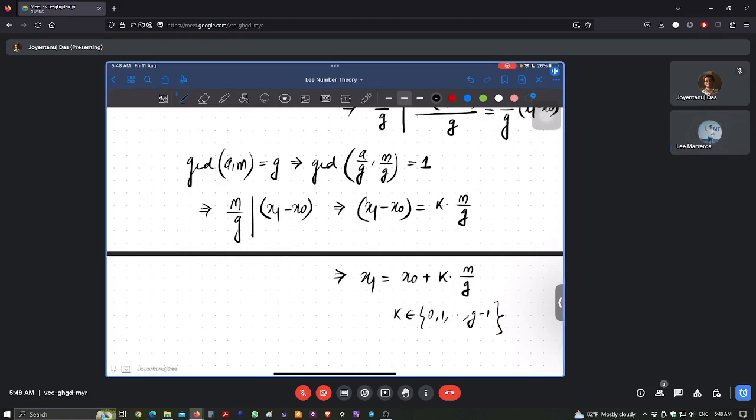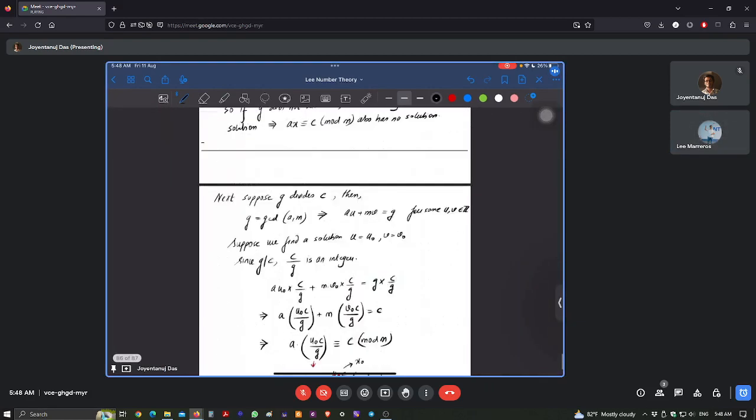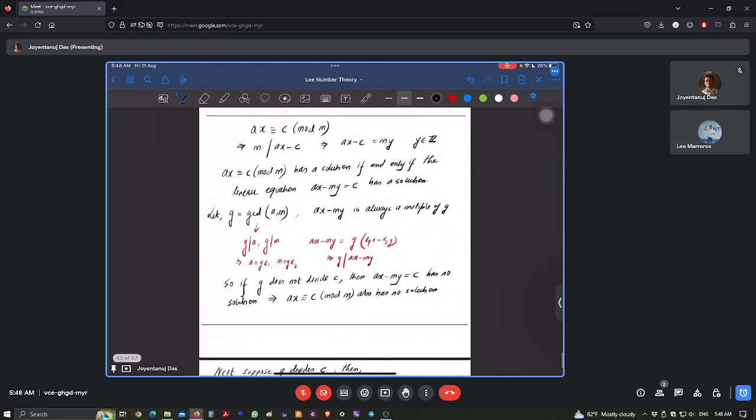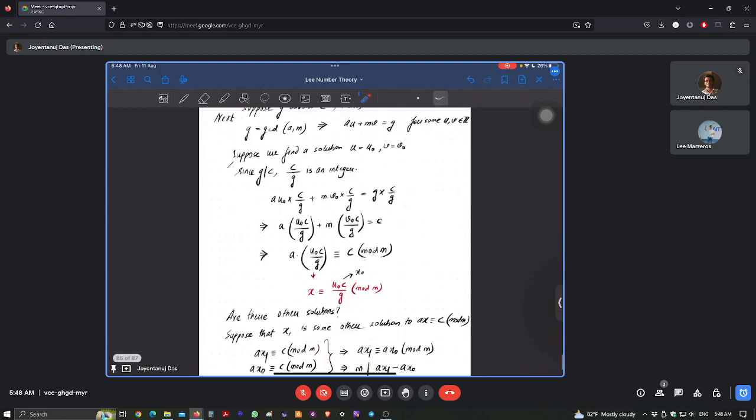Now we will go back to our previous example and check how to find the other solution. We found one solution here, and using the formula we obtained, we will find the second one. So 20 we found, and our original congruence was 18x congruent to 8 mod 22.